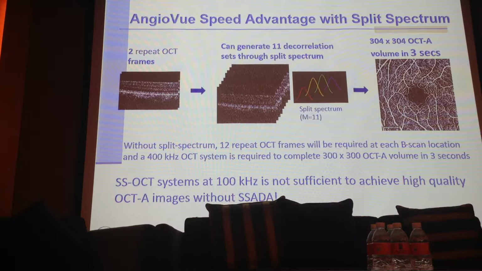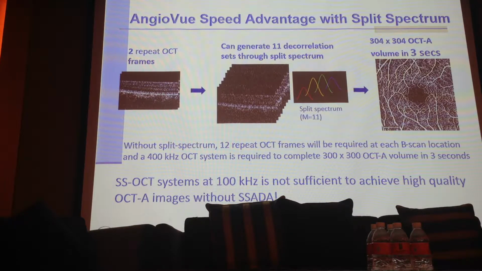So with SSADA, the Avanti is 70K A-scans per second, but equivalent to times 6, it's about a 400 kilohertz OCT.